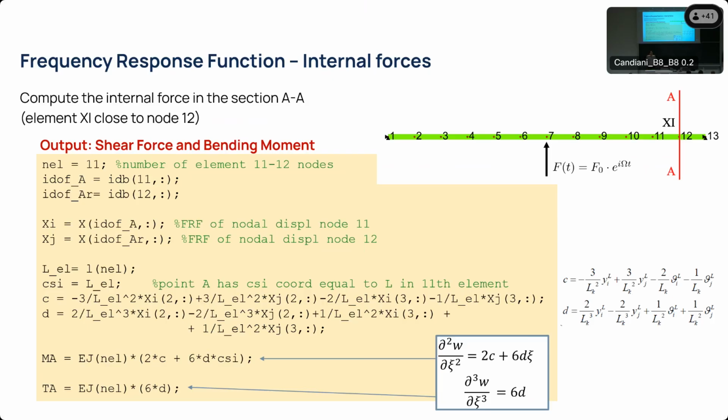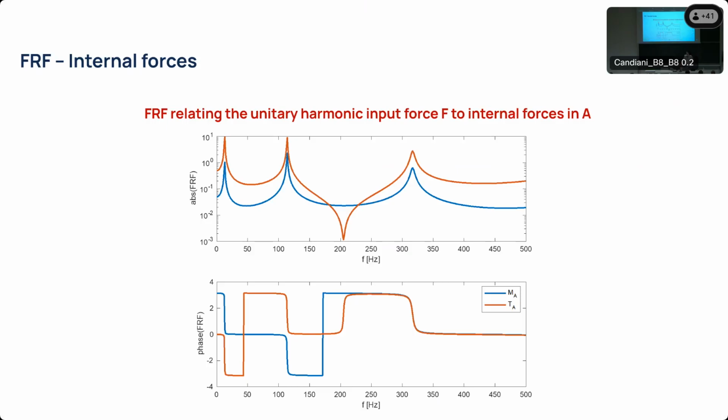We use the relative displacement of the nodes and the shape functions to find parameters C and D. We use the expression of the Euler Bernoulli theory to find the bending moment and the shear force as a function of the combination of nodal displacement and shape functions. Then we obtain those two values, which are complex quantities. So we iterate across each of the frequencies, and then you get something resembling this.